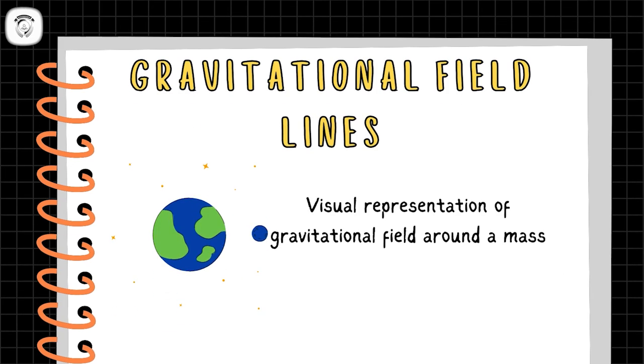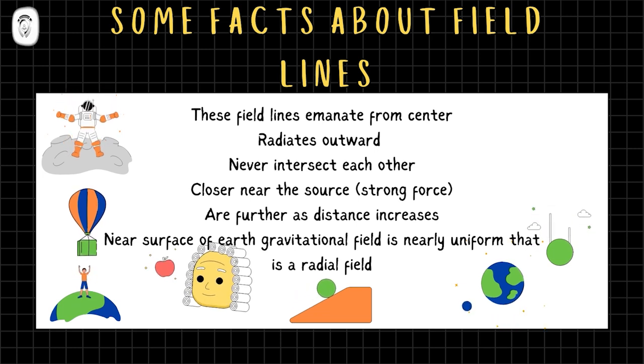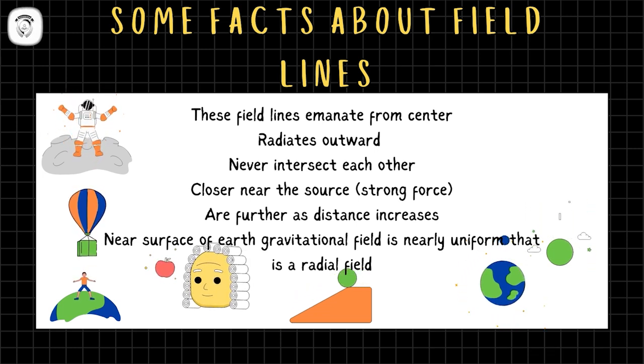Now, in physics, and especially in A-level physics, there are a few questions about gravitational field lines. So what are these gravitational field lines? These are lines which give us a visual representation of the gravitational field around a mass. There are a few things you should remember. These field lines emanate, that means they come out from the center and radiate outwards, and they never intersect each other. The closer you are to the source, the stronger the force. As you move further away, as the distance increases, this gravitational force becomes a little bit weaker.